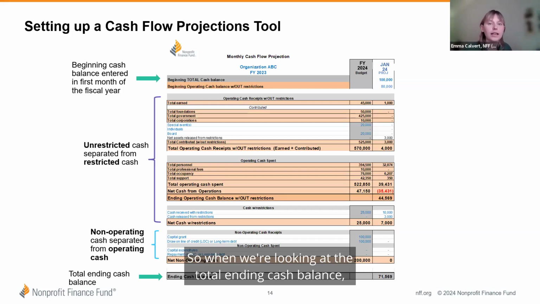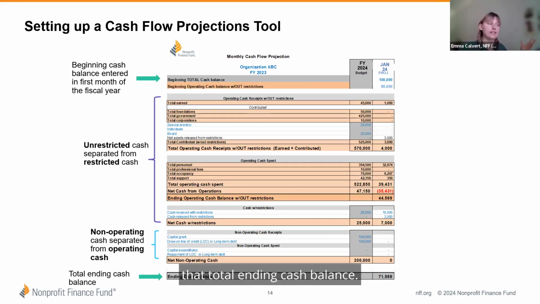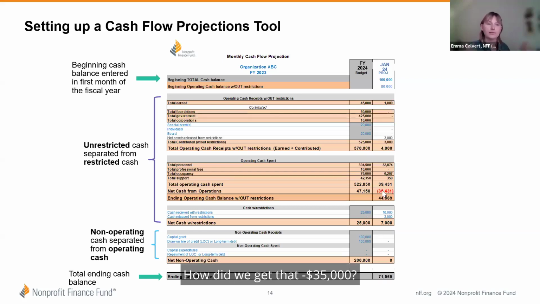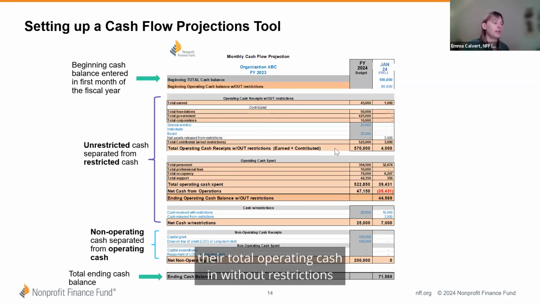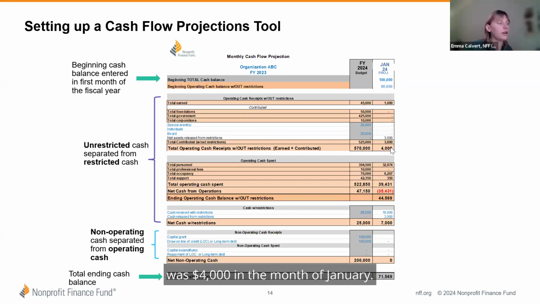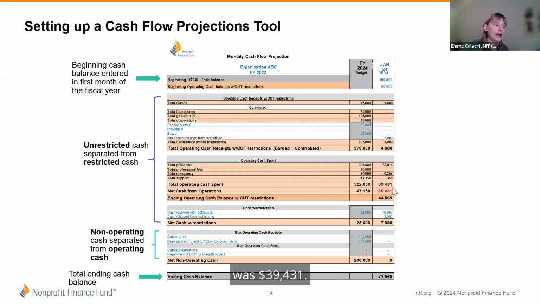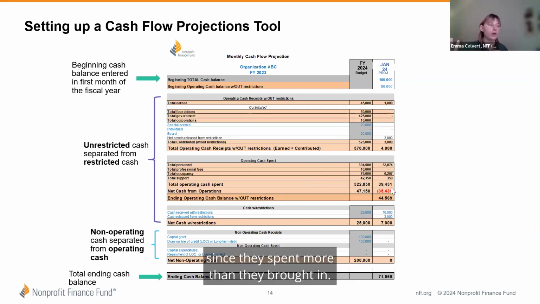When we're looking at the total ending cash balance, like I said earlier, looking at those net cash figures is a helpful hint for how to calculate it. Let's first take a look at our net cash from operations. For the month of January, it was negative $35,000. How did we get that? Just to walk backwards, their total operating cash in without restrictions was $4,000 in January, so they brought $4,000 in. Their total operating cash spent in January was $39,431. So $4,000 minus $39K gives you that negative $35,000 since they spent more than they brought in.